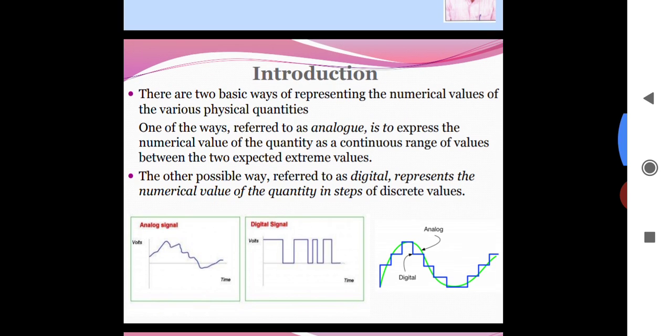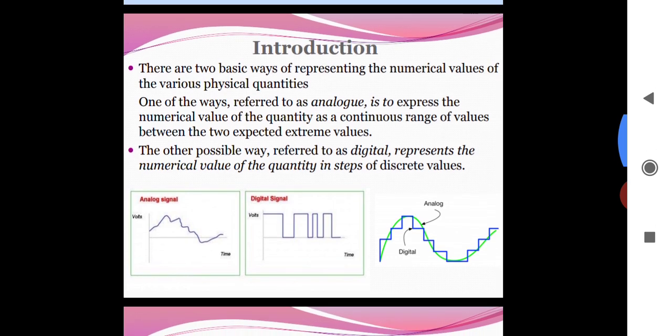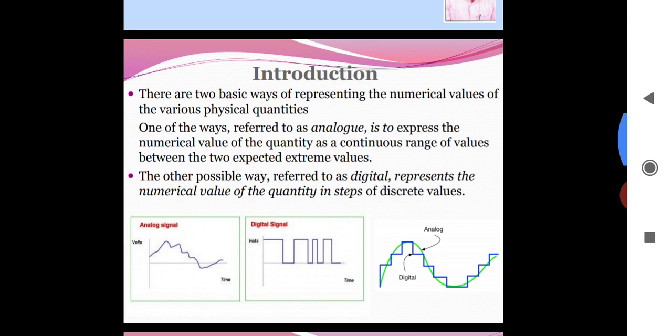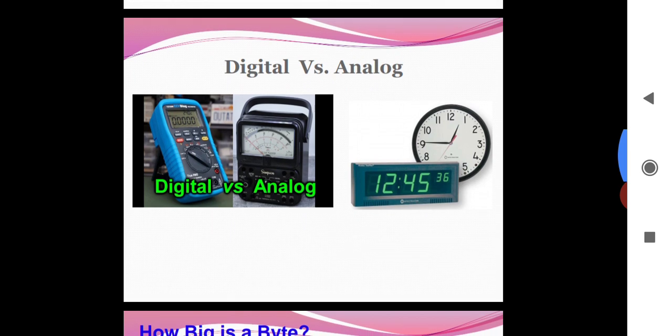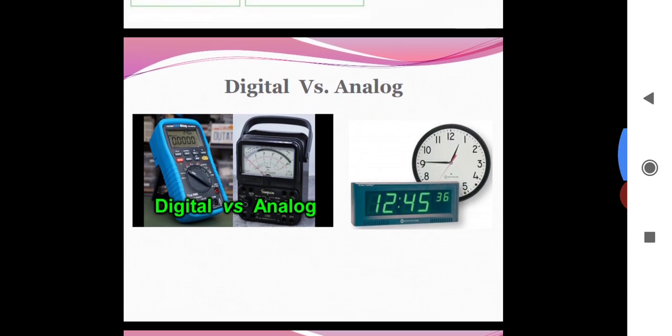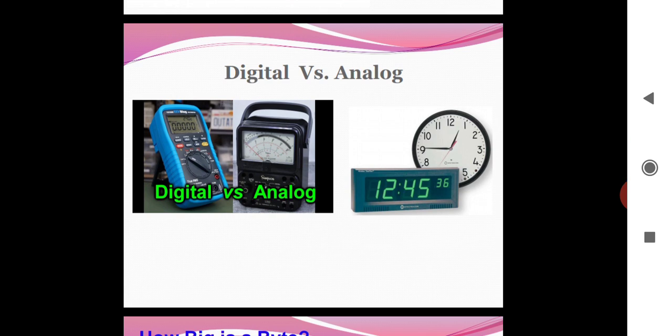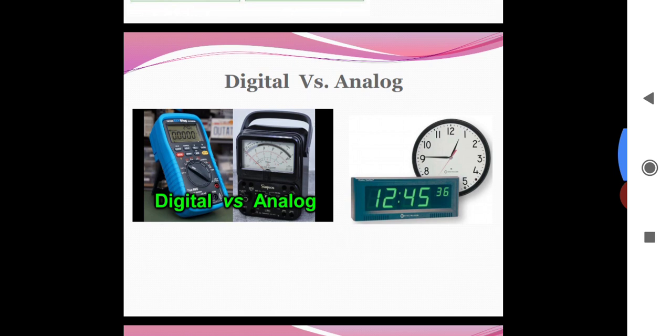Here, the two graphs distinguish between an analog signal and a digital signal. An analog signal is continuously time varying, whereas a digital signal is discrete with respect to time. Here there are two examples. Again, visualize the difference between digital and analog. One instrument is a multimeter and another is a clock, which show the difference between the presentation of digital and analog.